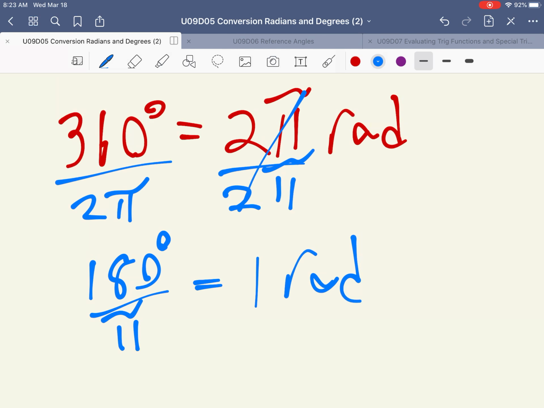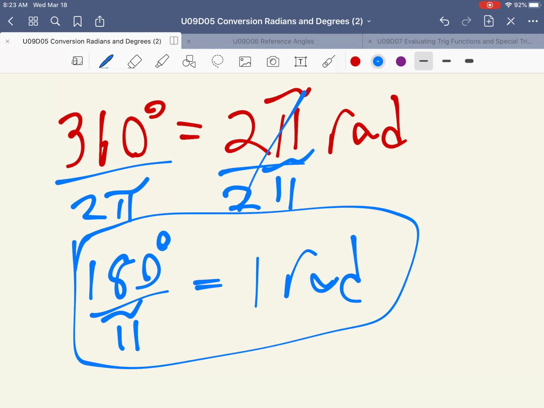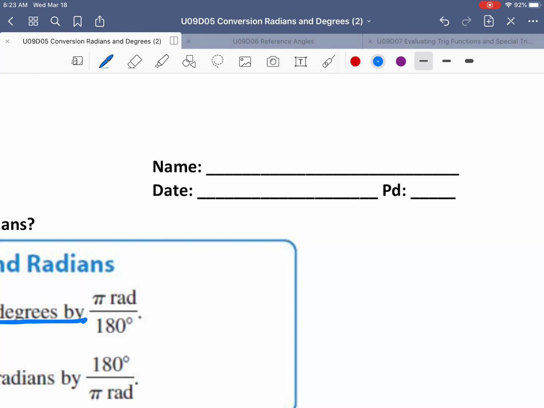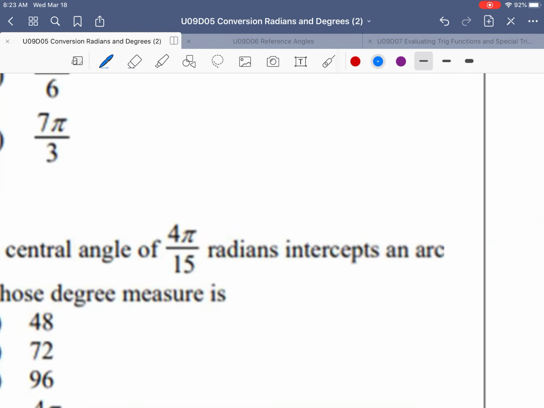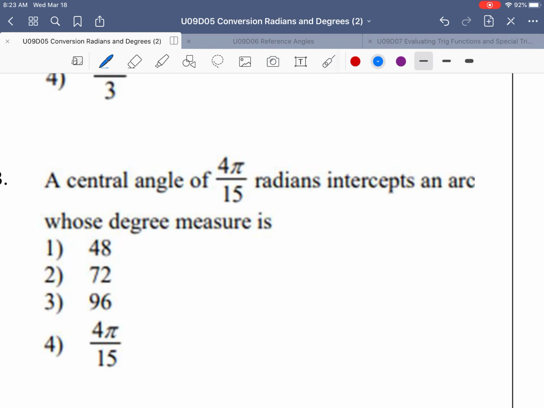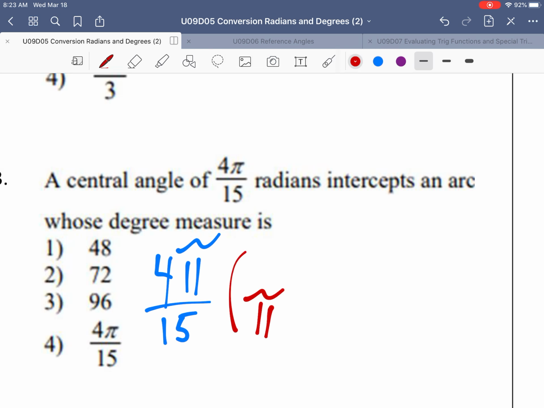So same formula, same idea. This is our formula for going the other way. So let's try an example. All right, so in this case we are given radians, and we want to go to degrees. So we're going to take 4 pi over 15, and we're asked to convert into degrees, so we're going to multiply. Now I want radians to cancel out, which means pi has to be in my denominator, because otherwise they won't cancel out. And I need 180 degrees in the numerator.